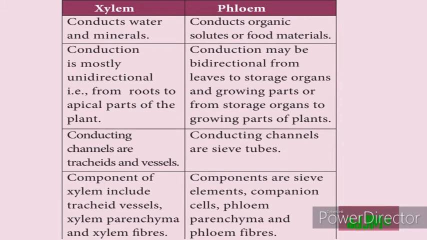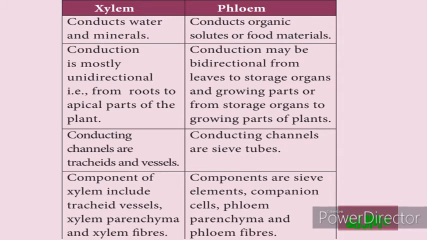You all know by this time that xylem tissues conduct water and mineral elements. Usually water and minerals are transported from the root system towards the shoot system, an upward movement. And phloem conducts the organic solutes or food materials or starch, which is produced in the leaf by photosynthesis, to all other parts of a plant body. So xylem conducts water and minerals, whereas phloem conducts food.